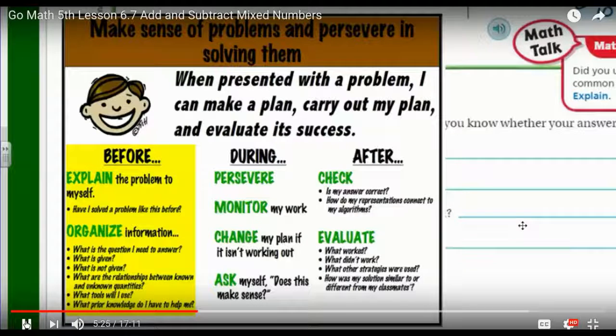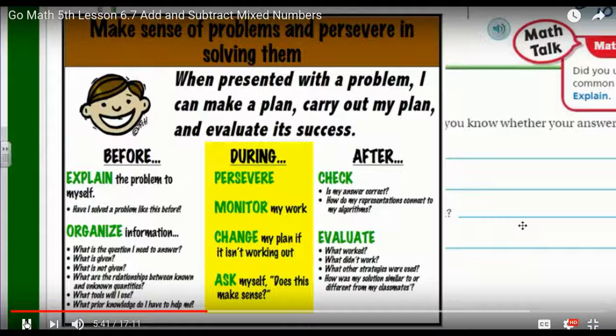It says, have I solved a problem like this before? What information is there that can help me solve the problem? What is it asking me to solve? These are all important questions. So in order to organize the information in the problem, of course, you're going to persevere.